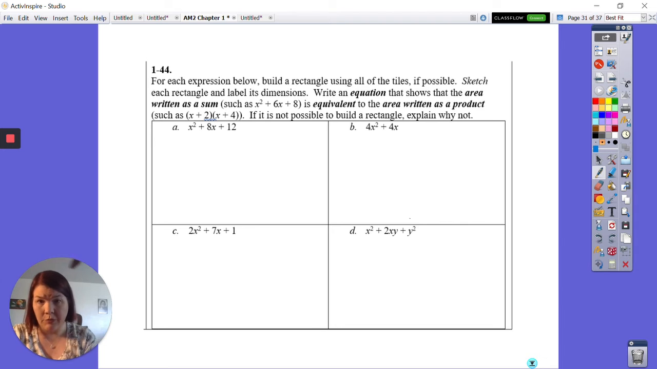All right. For each expression below, build a rectangle using all of the tiles if possible. So they're telling you what I need: x squared, 8 x's, and 12 1's.